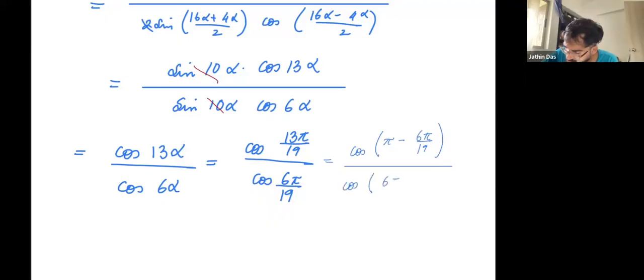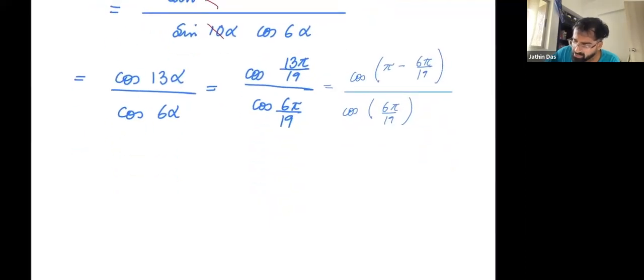And this I'll keep as cos pi by 19 only. Okay, what is cos 180 minus theta? Minus cos 6 pi by 19. And below it is cos 6 pi by 19. Cancel ho jayega. Minus 1 is the answer.